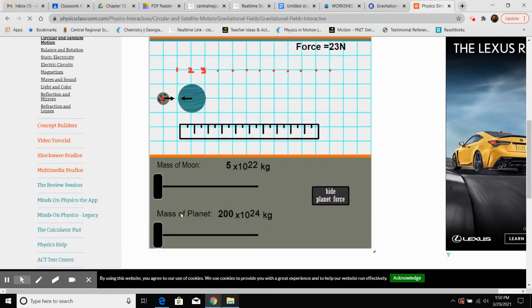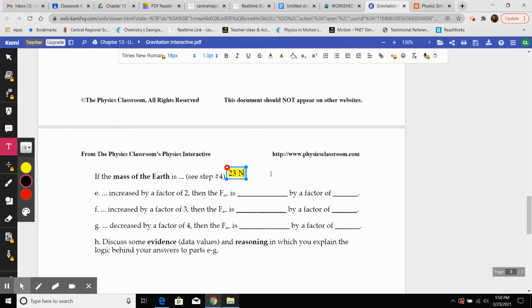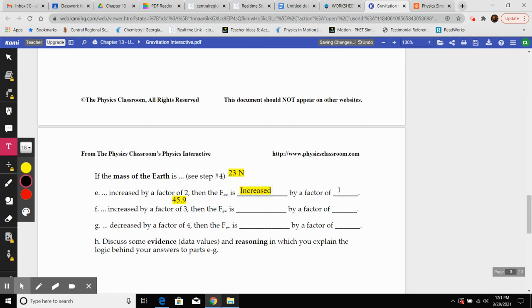Now let's double the mass of this planet. So double of that would be 400. And we get 45.9. And if you take 45.9 and divide it by 23, you're going to get 1.999. So yeah, we increased our value. So it increased by a factor of 2.